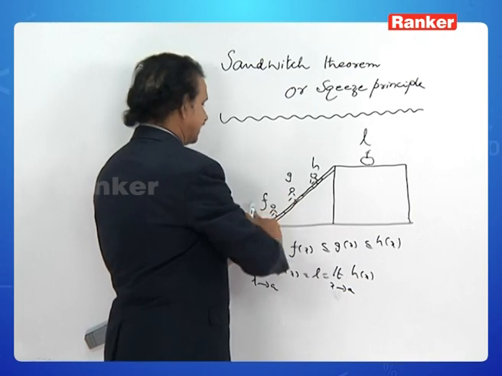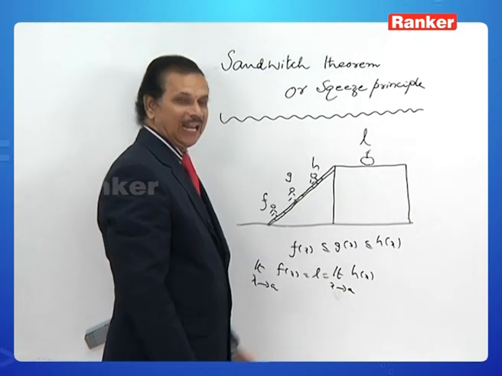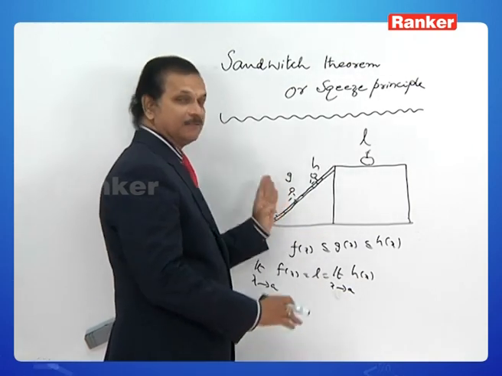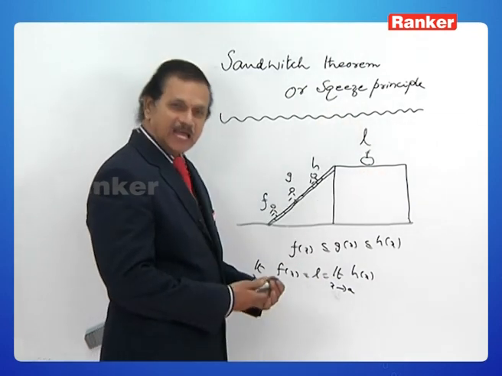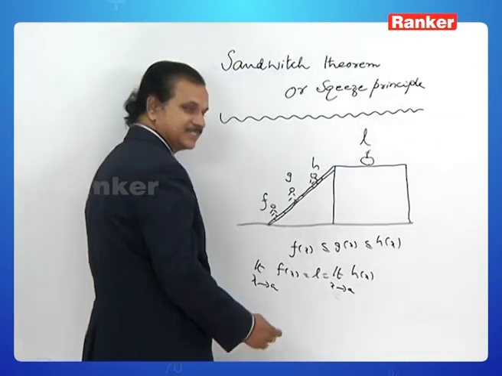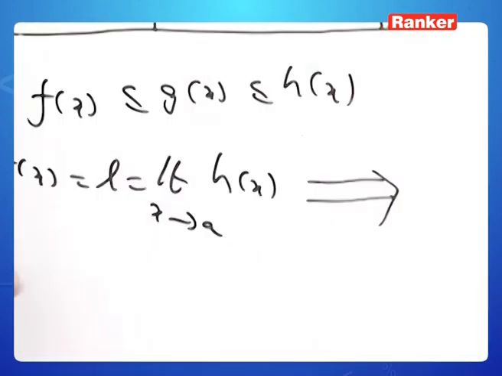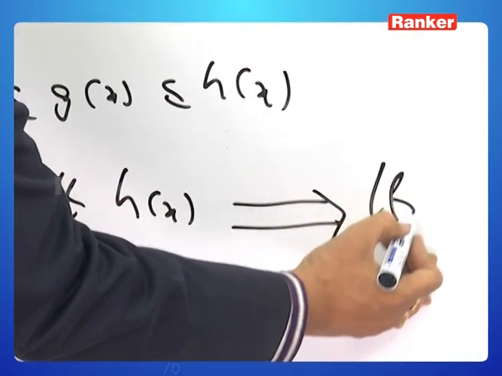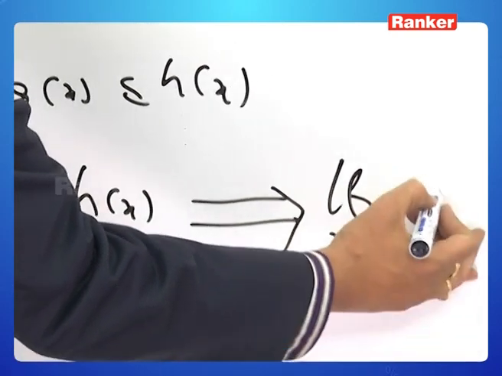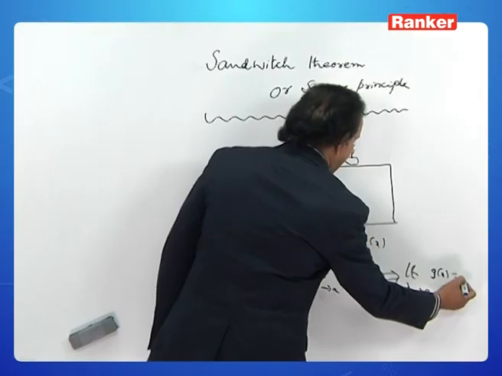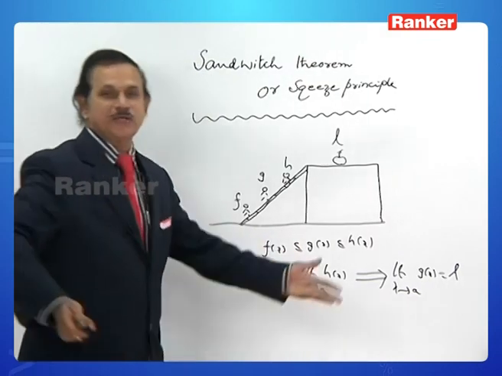Both h of x and f of x have reached L. What can you say? g of x must also reach L. If these two things are given in the data itself, then from these two we will be able to say that limit as x tends to a of g of x must also be equal to L.